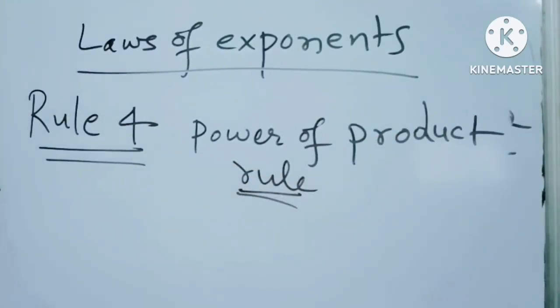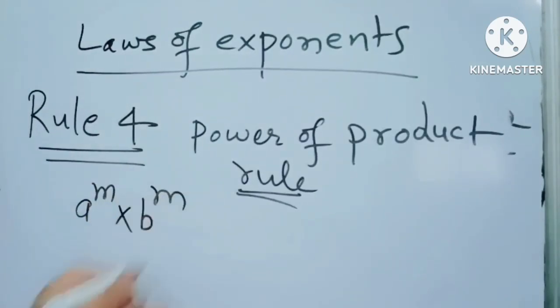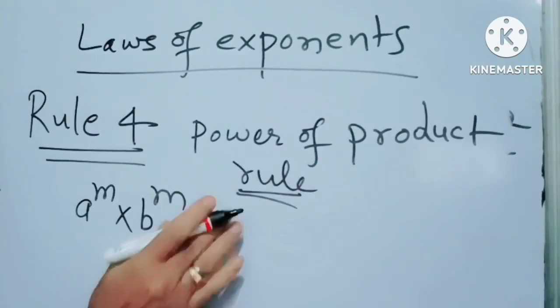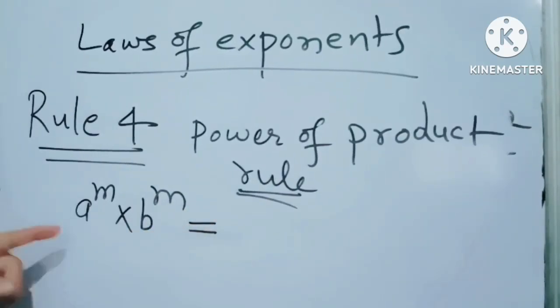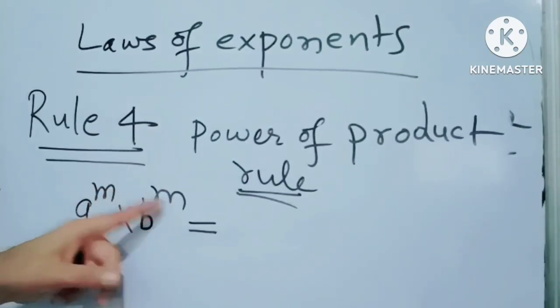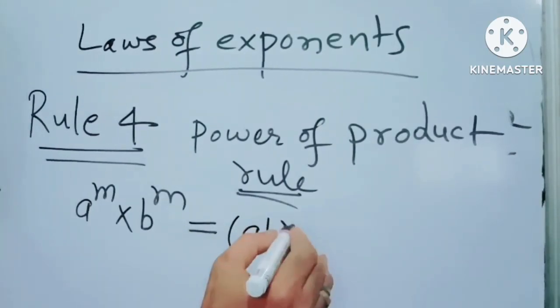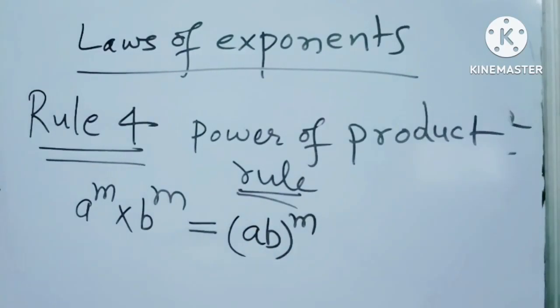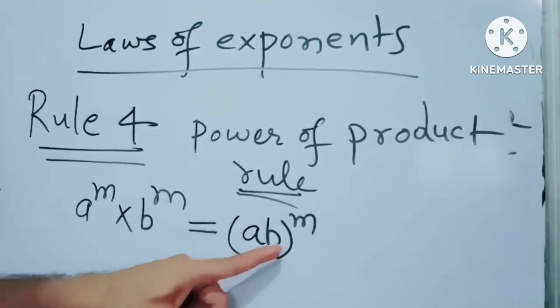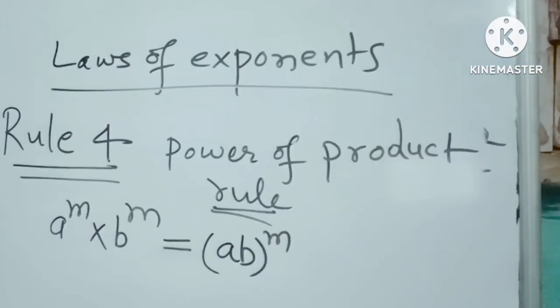Power of product rule: we can write a to the power m multiply b to the power m. Here a and b are different bases with the same power, or same exponent. So we can write it as a multiply b whole to the power m. So a to the power m multiply b to the power m equals a multiply b whole to the power m. This is rule number 4. That means, clear. Now next rule.